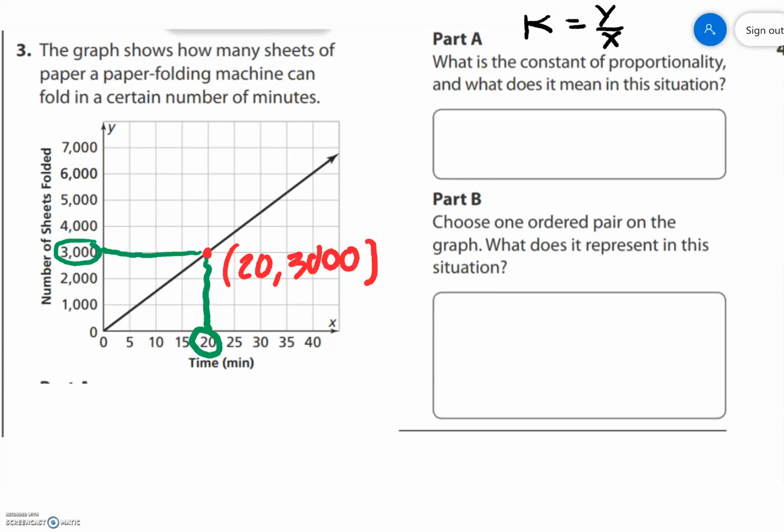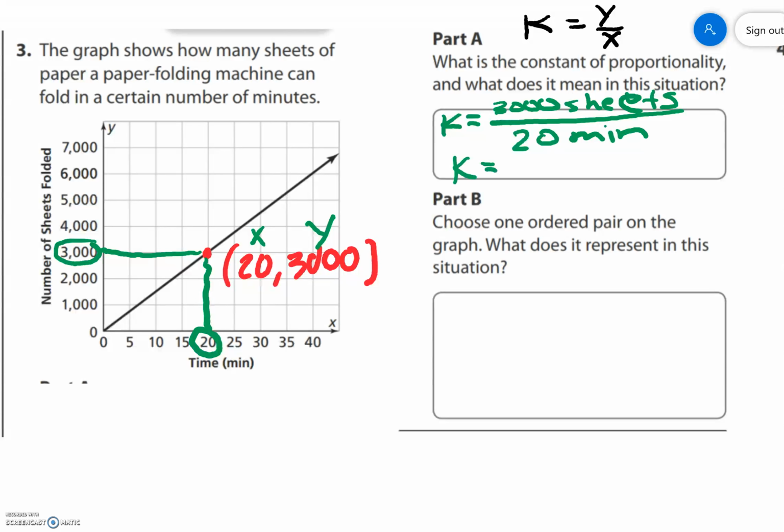Okay, so when I'm finding the constant of proportionality, I do y divided by x. Remember, this is alphabetical. This is my x and y. So I've got 3,000 sheets over 20 minutes. Don't forget to write your labels. So then if I do 3,000 divided by 20, that gives me 150 over 1. Don't forget to answer this question. What does it mean in this situation?